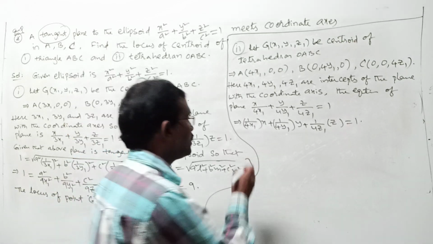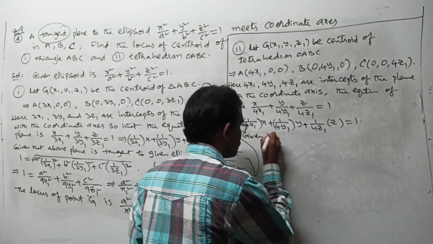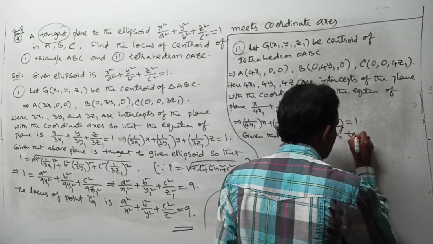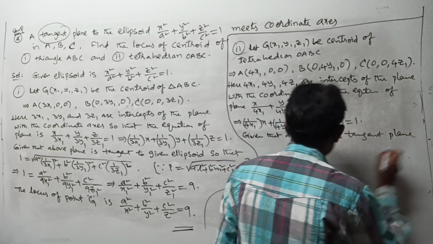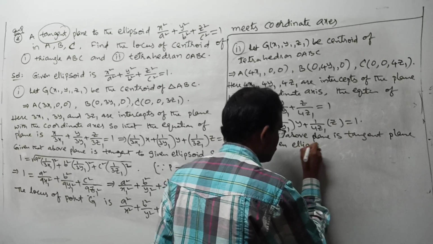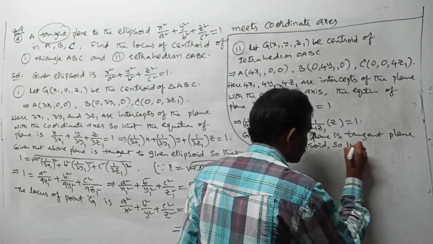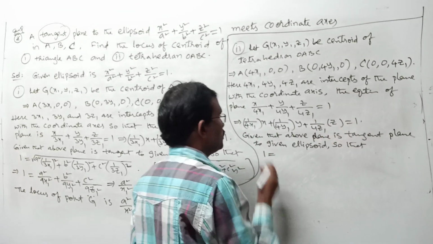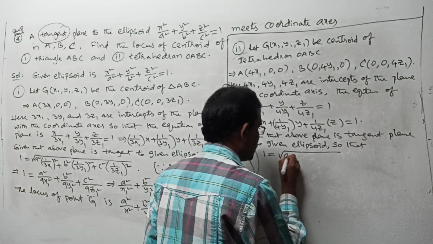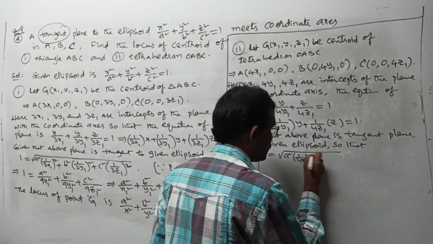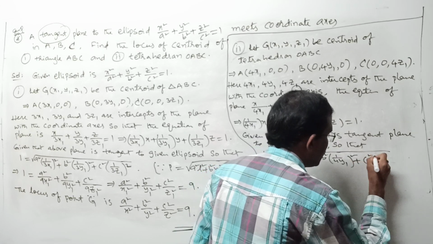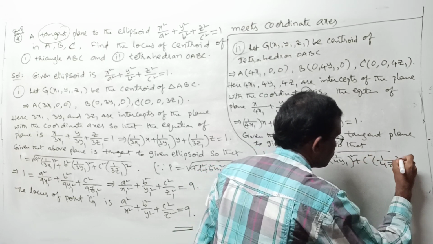That I am doing. Given that the above plane is a tangent plane to the given ellipsoid, so that p is equal to, here p is 1, this is in the form of lx + my + nz = p, where p is 1, square root of a² into (1/(4x1))² + b² into (1/(4y1))² + c² into (1/(4z1))².